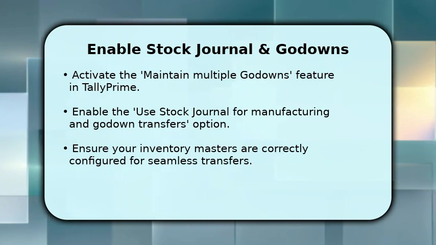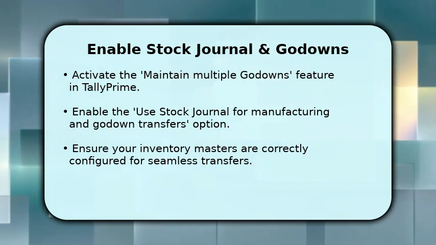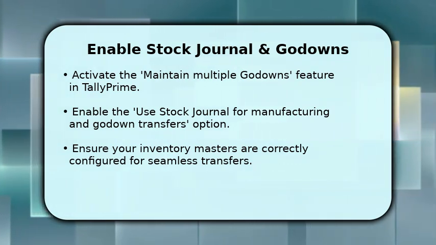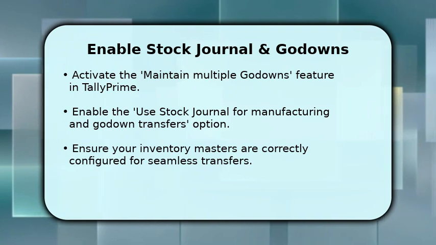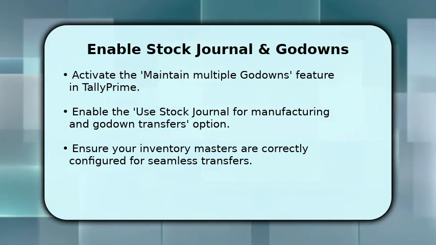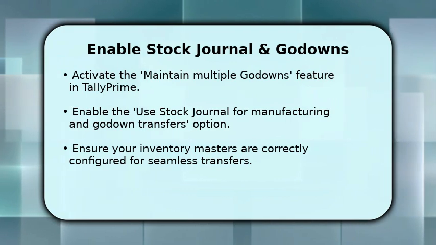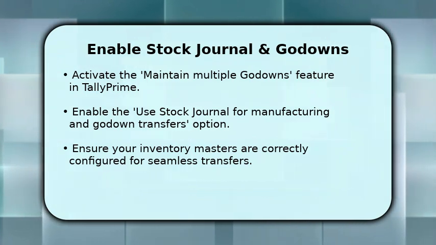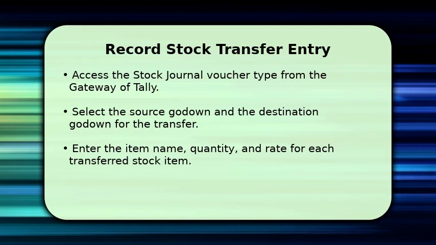Next, ensure Use Stock Journal for manufacturing and godown transfers is also enabled. These settings are crucial for accurately tracking your inventory movements between different godowns, setting the foundation for your stock transfer entries. Now let's record a stock transfer entry.